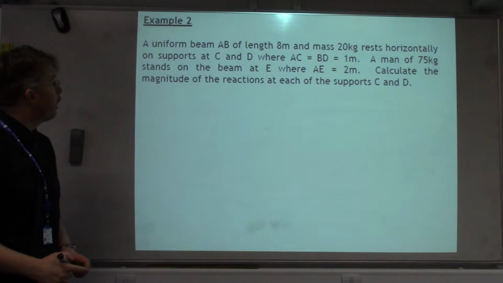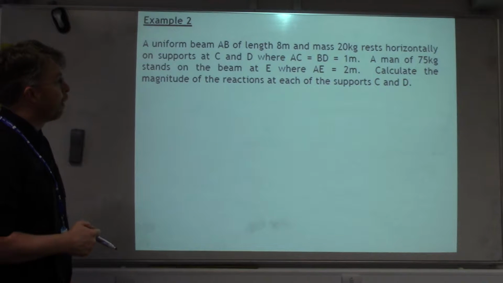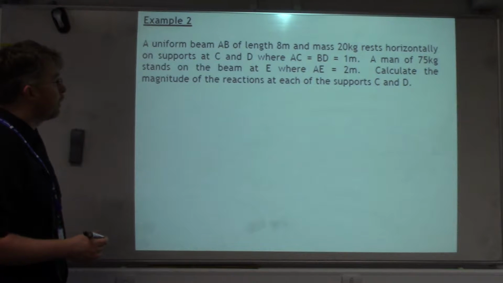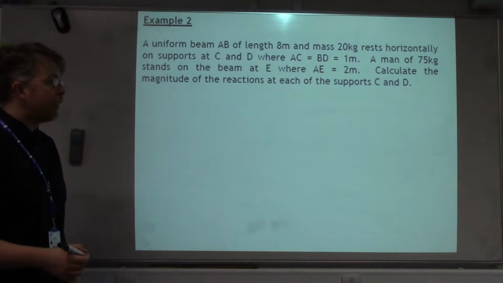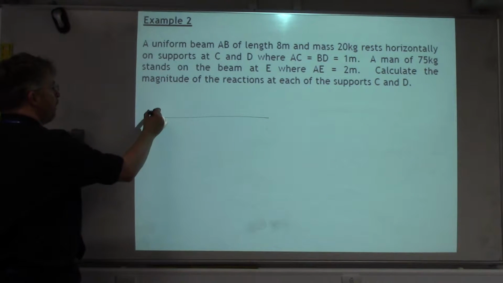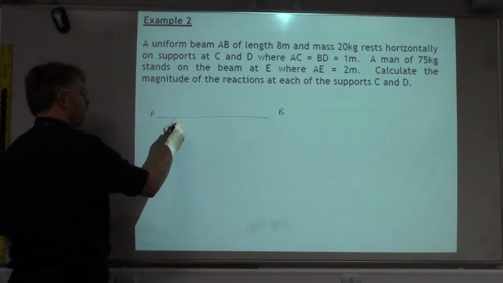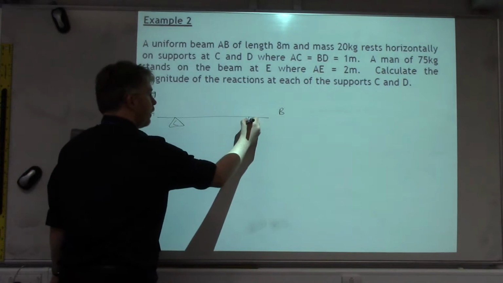So example 2, a uniform beam AB of length 8 metres and mass 20 kilograms rests horizontally on supports at C and D where AC equals BD equals 1 metre. So A to B, we've got pivots at C and D either side. Again, these don't have to be to scale.